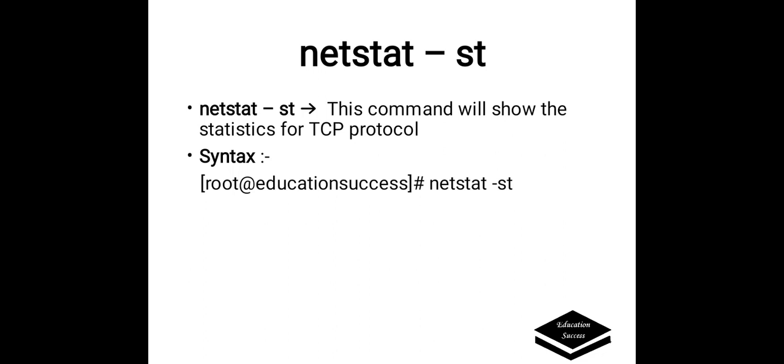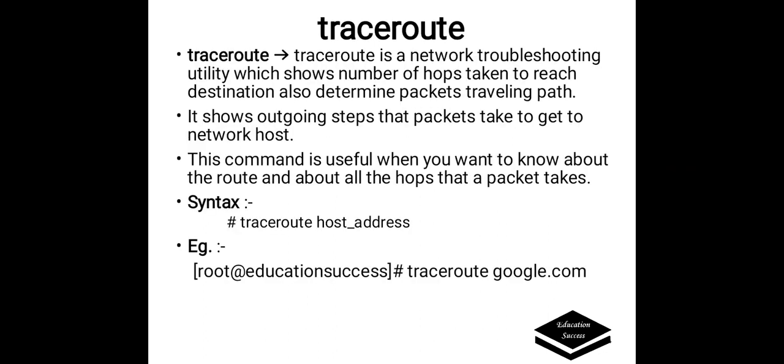Next command is netstat with the -st option. This command will show the statistics for the TCP protocol. So the syntax is netstat -st. Netstat with option -su. This command will show the statistics for the UDP protocol. The syntax used here is netstat -su.